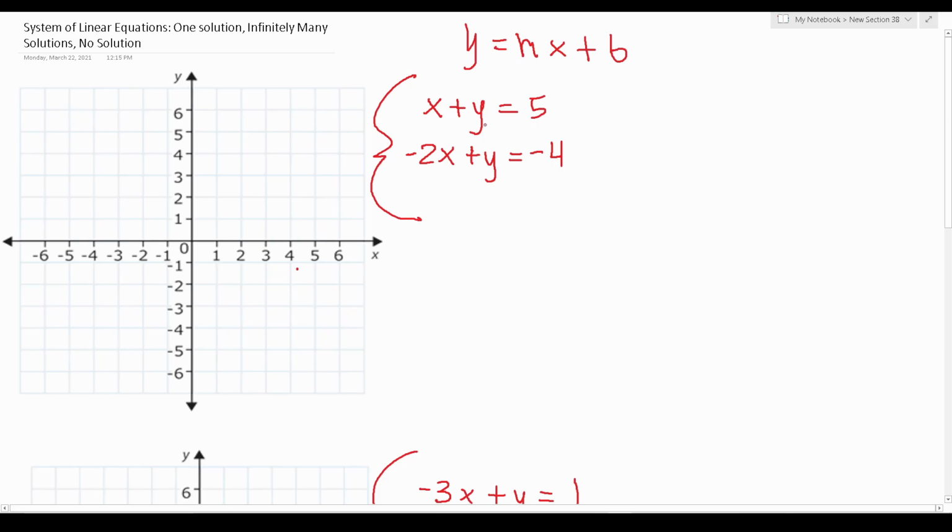So with that in mind, let's go ahead and solve this system of equations here. And then once we do that, we'll graph each of these linear equations as well as the solution to this system of equations and see what that looks like.